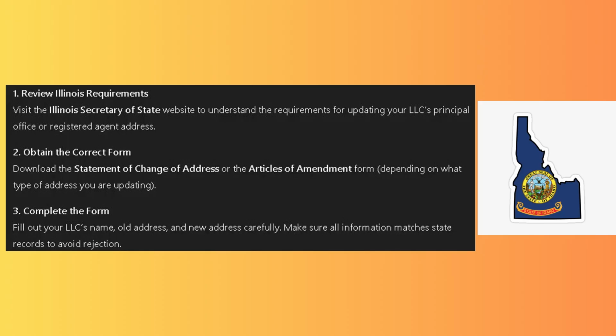Get the correct form. Download and access the Amendment of Certificate of Organization form, which is used to update or change your LLC's address in Idaho. Complete the full form. Fill in your LLC's full name, old address, new address, and any other details. Avoid inaccuracies. Make sure you are accurate to avoid any delays.